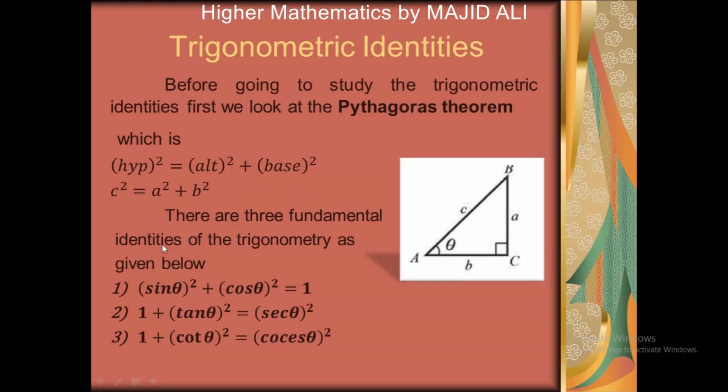There are three fundamental identities of trigonometry as given below. These identities also have another name. These identities are also known as Pythagoras identities. First is sine squared theta plus cos squared theta, which is equal to 1. We will prove that identity in the next slide. Second is 1 plus tan squared theta, which is equal to secant squared theta. Third is 1 plus cot squared theta, which is equal to cosecant squared theta.